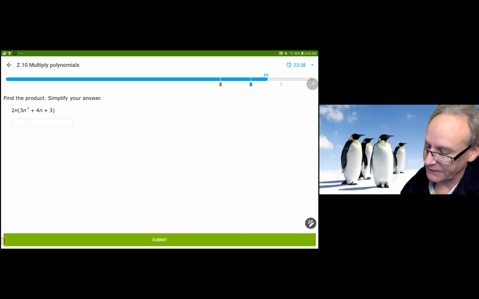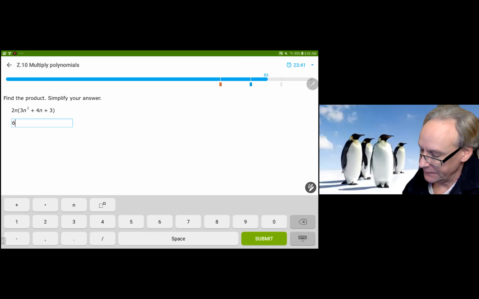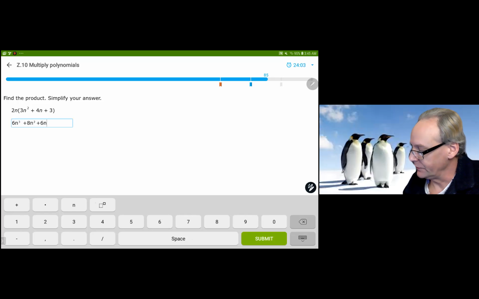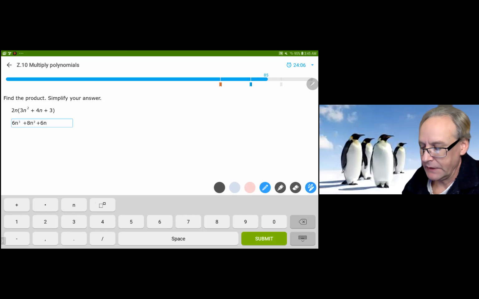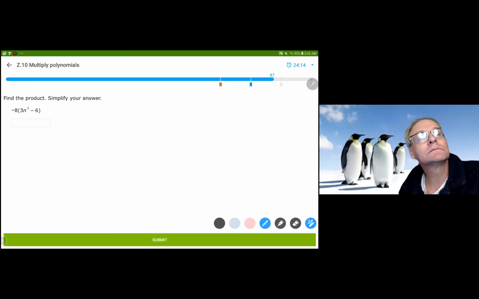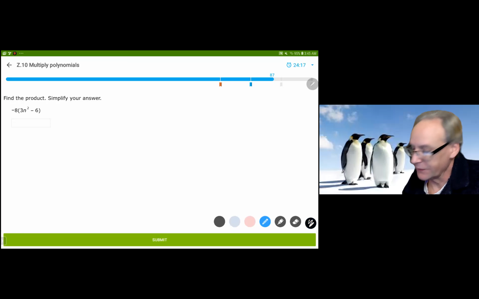Distribute. I'm just going to distribute. I get 6n cubed. Oh, no space. I gotta go down to the next level. Come on. There we go. We have a plus 8n squared. And then we get a plus 6n. All I did was distribute the 2n times each part. 1, 2, 3. And there we go. Distribute. Only 2 parts this time.